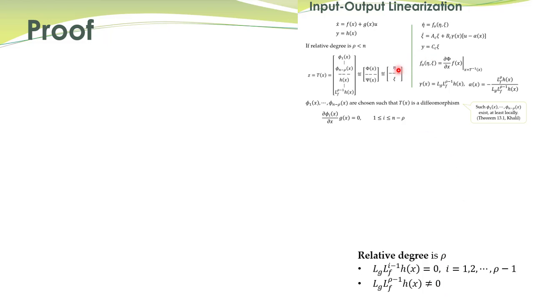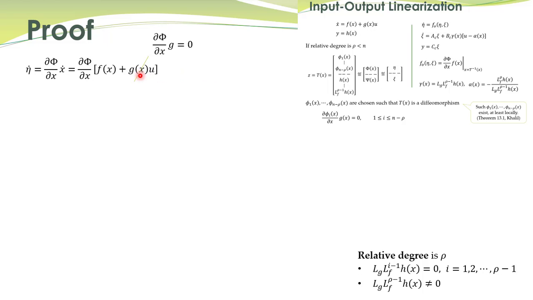And here eta is equal to phi of x. Therefore eta dot is equal to the derivative of this phi with respect to x, and then the derivative of x with respect to time. And x dot from the system equations is given over here, and you see that partial phi over partial x multiplied by g, this is equal to 0. Why? Because we have selected phi in such a way. We have selected phi to satisfy this condition.